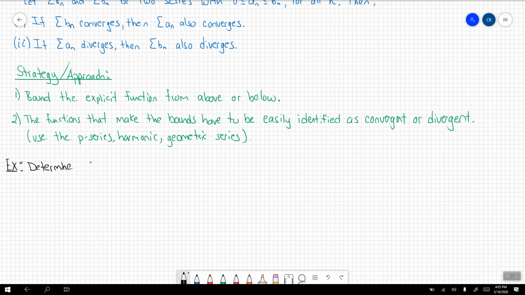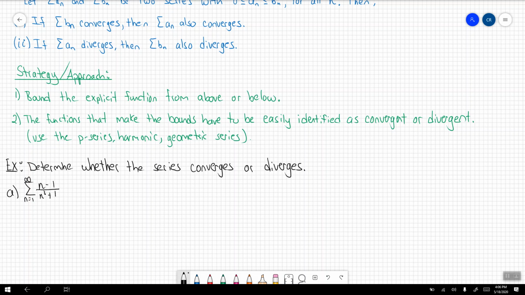We want to determine whether the series converges or diverges. Part A. We're going to be looking for this series, n is equal to 1, going towards infinity, of n minus 1 divided by n cubed plus 1. All right, so this is a series that we want to then look at.